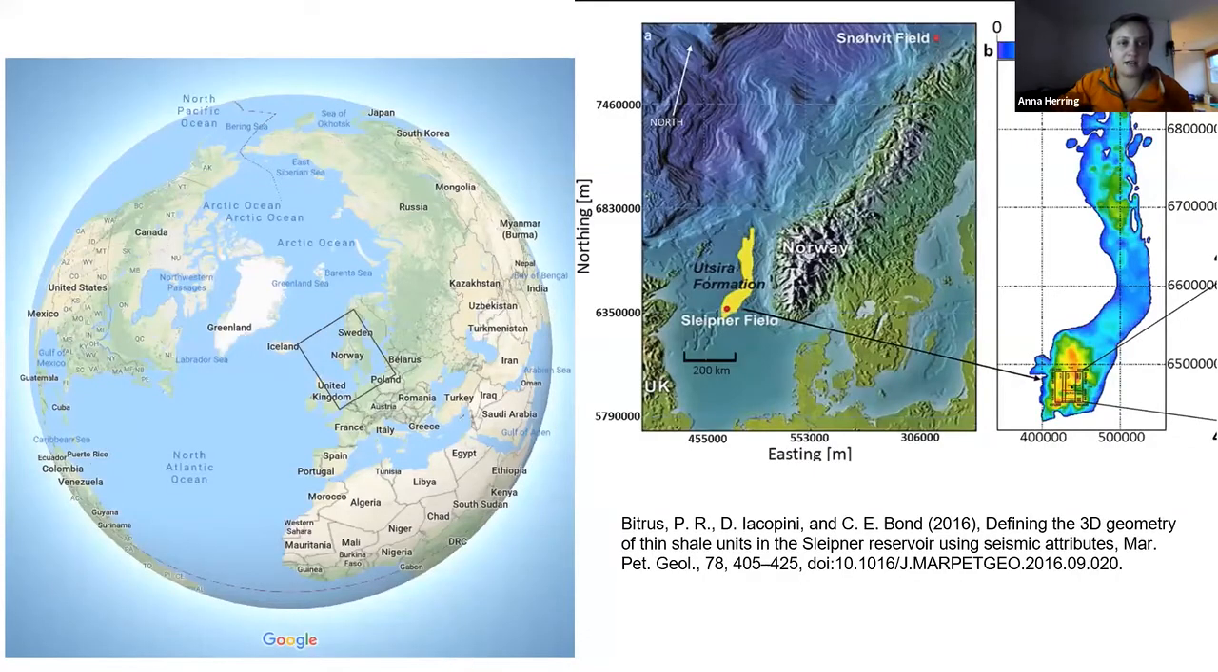Here's just to put it in context. So of course, here's the world. Here's Norway. This box is roughly the same size as this box. And then it's this formation that's out here in the North Sea where they're actually doing both the oil production and the CO2 sequestration. And most of the pumping occurs in the southern part of that field.